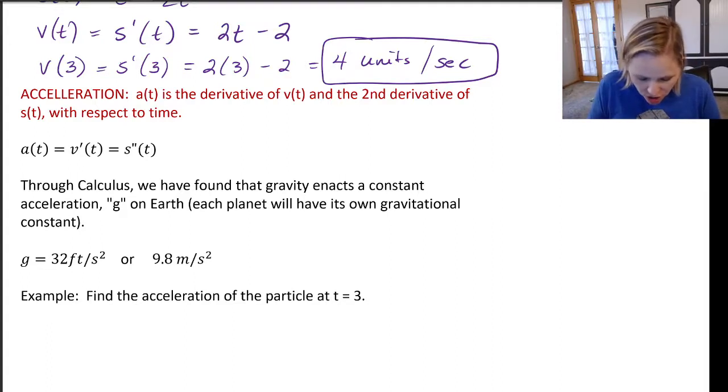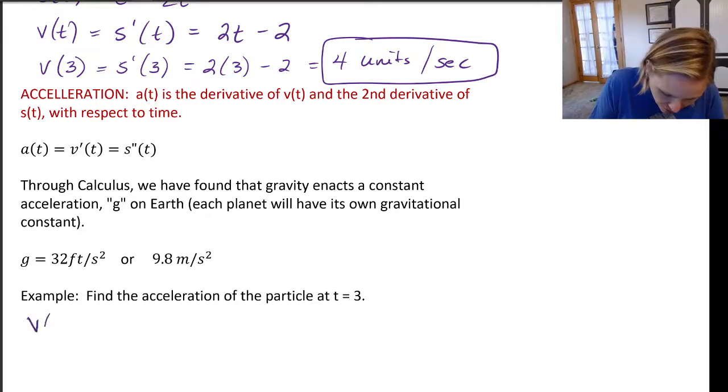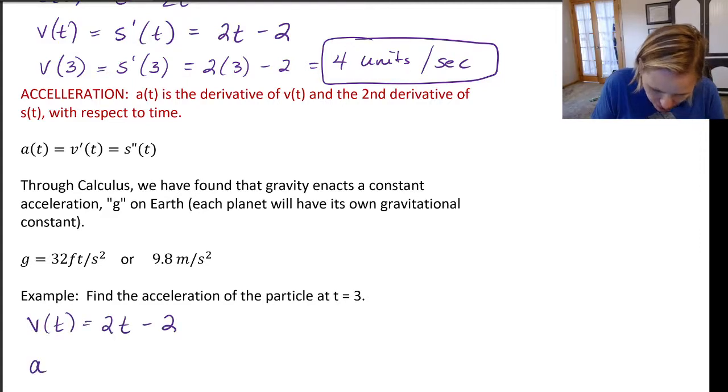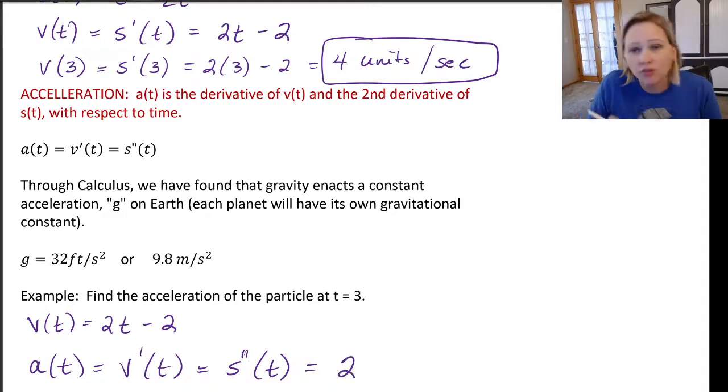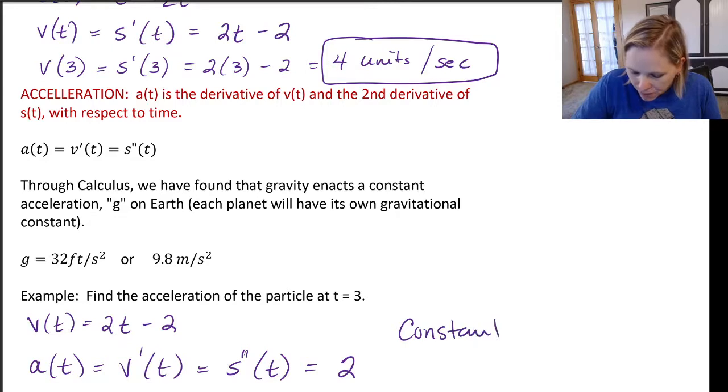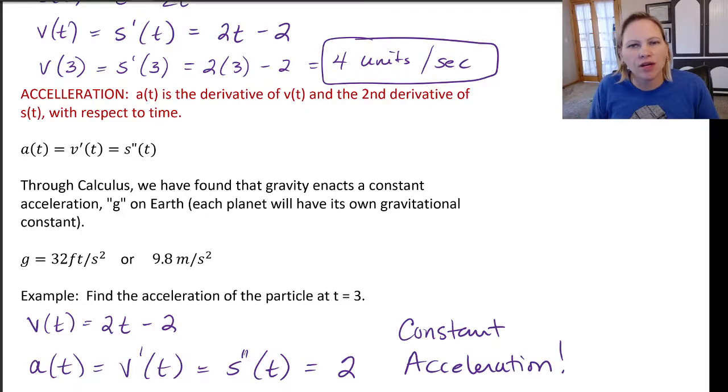Here is our acceleration. We're going to find it for the particle at t equals 3. So if my velocity function was 2t minus 2, then acceleration is the derivative of velocity, and I'm going to throw this one in here. It is the second derivative of position, and when I do this derivative, it's just 2. Now there's no t to plug in, which means this is a constant acceleration. So this object has an acceleration rate of 2 no matter where.